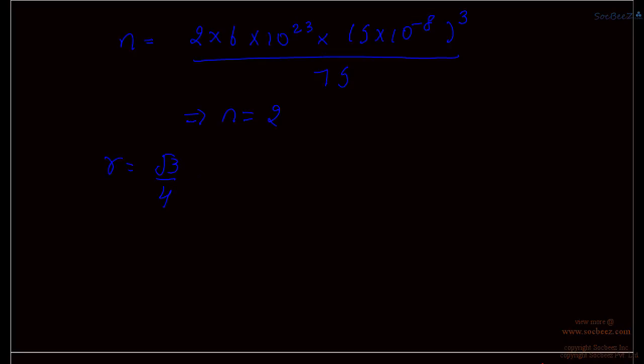Okay, and now since R equals root 3 by 4 into A, because the edge length is cube, therefore this is a BCC structure. In case of BCC structure, R equals root 3a by 4. So from here, value of R is root 3 by 4 into 5. Edge length was given as 5 angstrom. So from here its value comes out to be 2.165 angstrom.